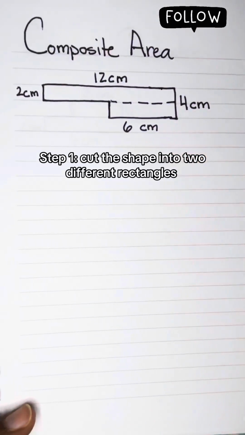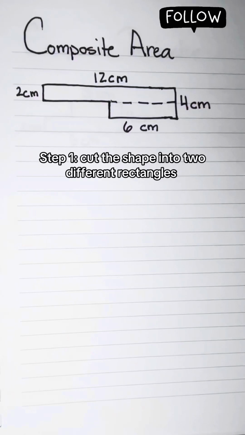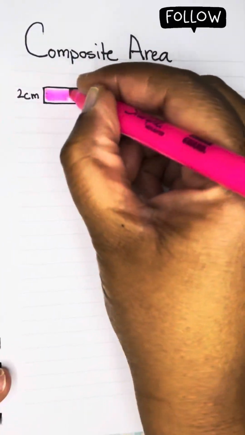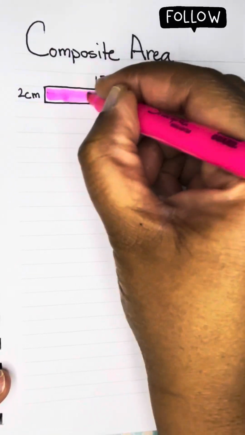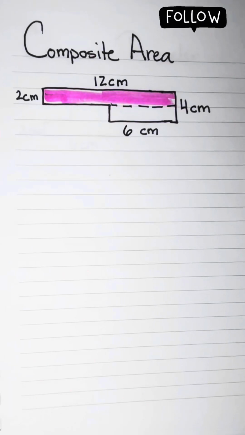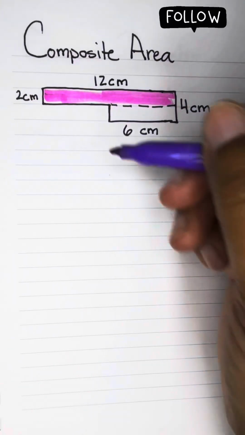Okay? So what I'm going to be finding is the area of this rectangle here. Okay? So this long rectangle here in the pink. And then I'm going to need to find this rectangle down here in the purple.